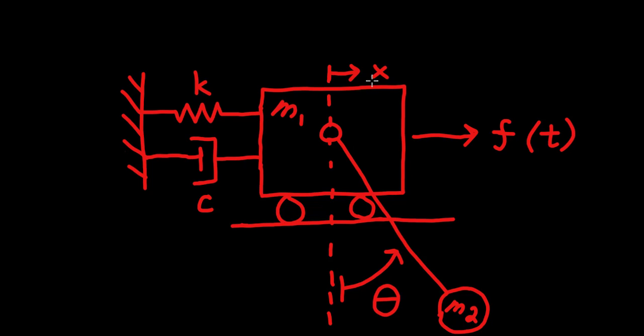We have this block with some mass m1 connected to a wall by some spring with a stiffness k and some damper with a damping coefficient c, right? There's a force acting on this block also. We're just going to keep it generalized with some f of t. And there's also a pendulum that's attached to this block with some mass m2 at the end. Okay, and I actually forgot to mention that this pendulum has some length L, right, from here to down here.